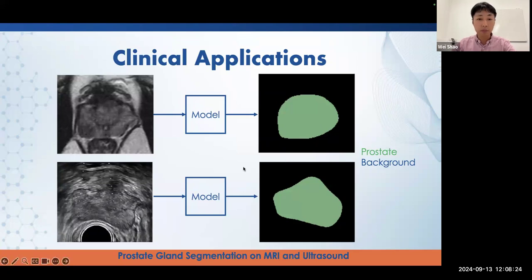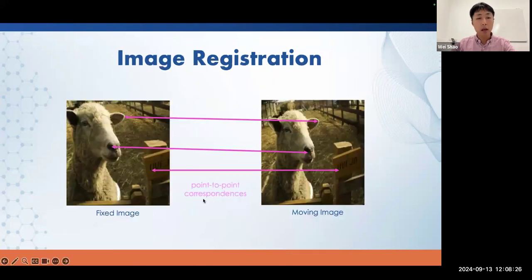Another fundamental task that I'm very interested in is image registration. Image registration, by definition, is that we want to find the point-to-point correspondences between two images. Here, in this example, this pixel of the ear will correspond to another pixel of the ear in the other image, and the nose corresponds to the nose.